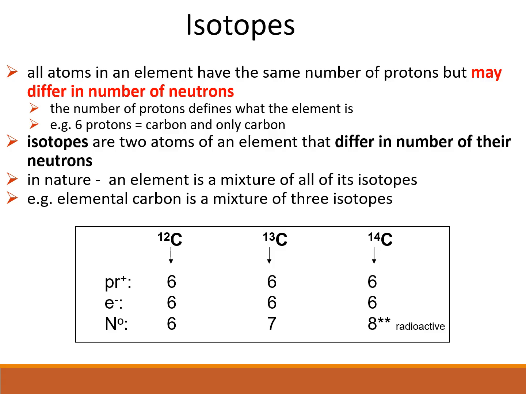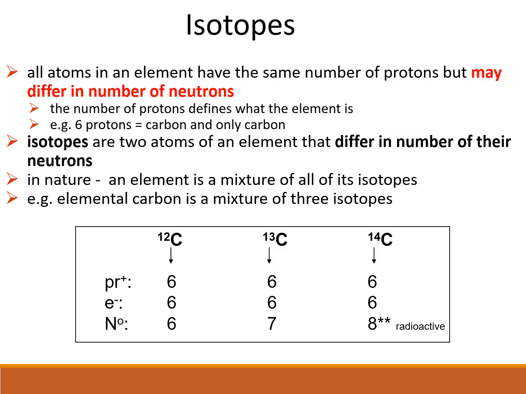If you have an atom that has the same number of protons but differs in the number of neutrons, you have what is called an isotope. Isotopes are atoms of an element that differ in their number of neutrons. Now, in nature, an element is actually a mixture of all of its isotopes. For example, carbon is a mixture of 3 naturally occurring isotopes: carbon-12, carbon-13, and carbon-14.